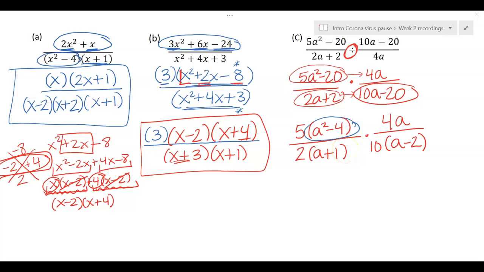So I'm going to go ahead and factor the a squared minus 4 as a minus 2 and a plus 2.